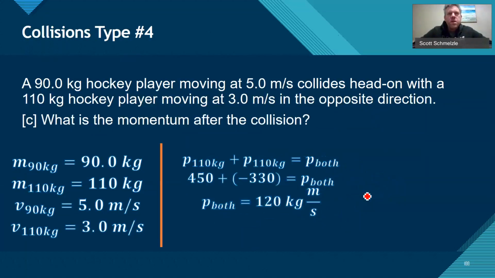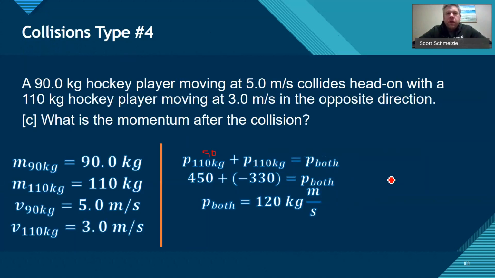What is the momentum after the crash? Oh shoot, this is supposed to be 90. Sorry, I copied and pasted and did a poor job of it. So the momentum of my 90 kilogram player plus the momentum of the 110 kilogram player is going to equal the momentum of both of those together. This is where that negative comes into play. This 450 plus a -330 gives us 120 kilogram meters per second of momentum for both of these after the collision, after they stuck together.